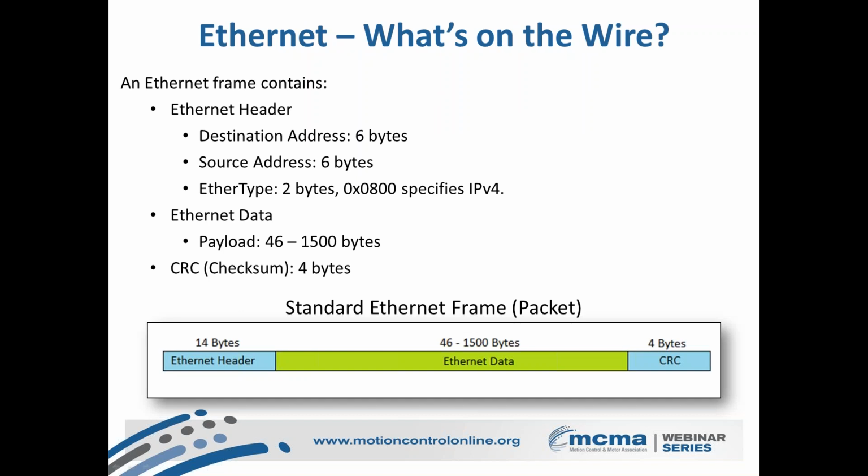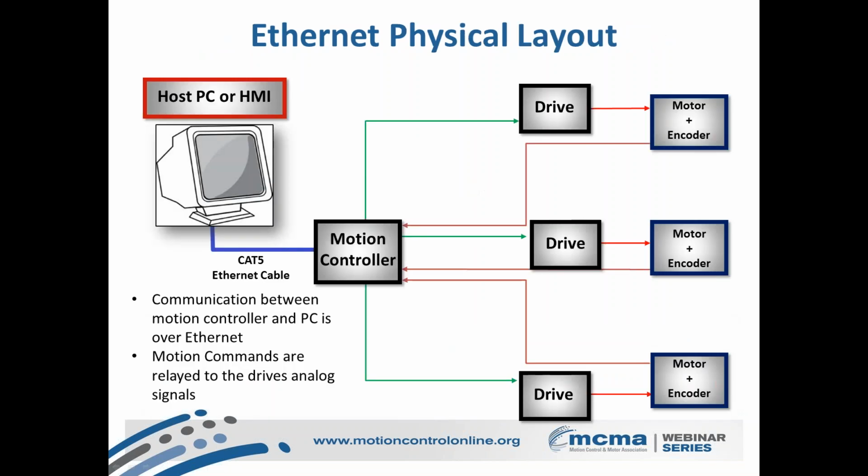in this case IP version 4, which is what the majority of data on the internet is sent as. And then the Ethernet data, that's the meat of the packet, the actual data that's being sent. And then the CRC, which is a checksum at the end for data validation. If the CRC doesn't check out on both sides, typically the data is retransmitted until it's confirmed.